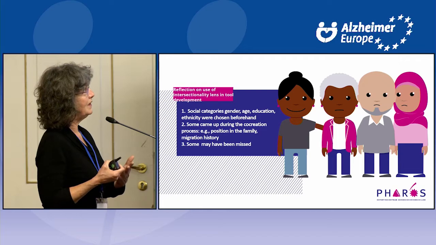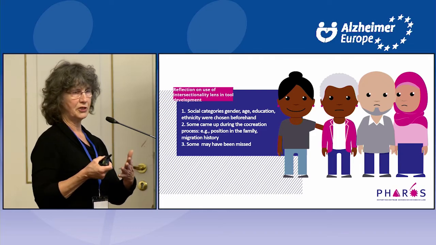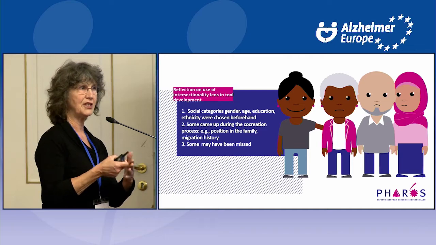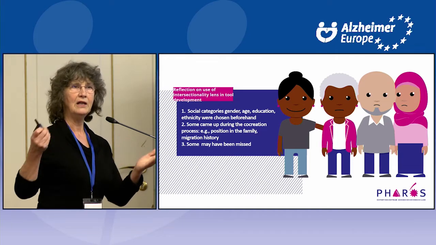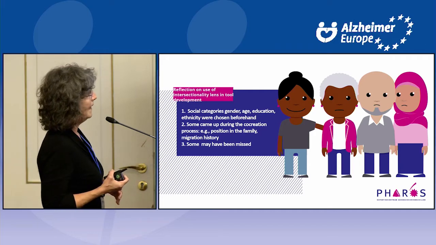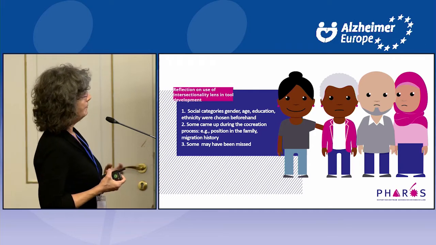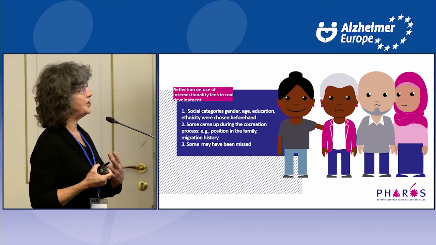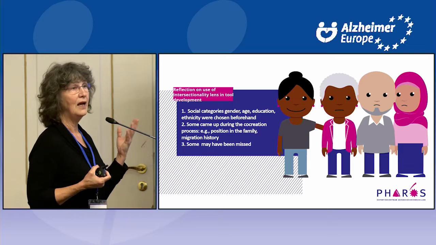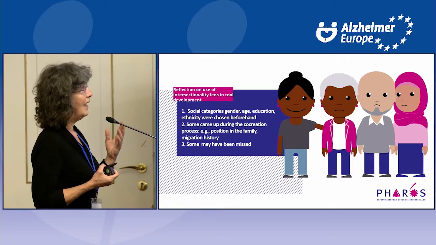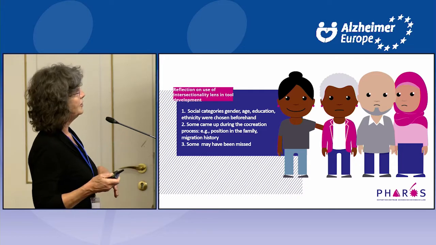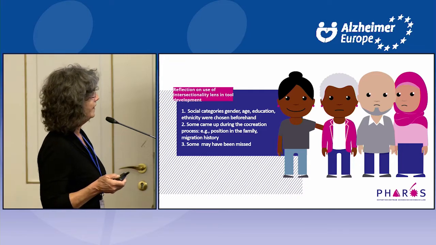Of course, these were sort of chosen almost beforehand. It was partly based on Minal's research, and it was partly based on the research literature in general. And some came up during the co-creation process, for instance, the position in the family and the migration history. Also, some may have been missed. I don't dare to bet my head on that.